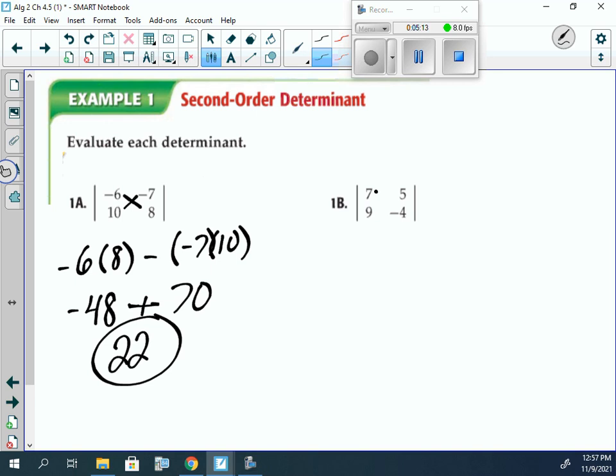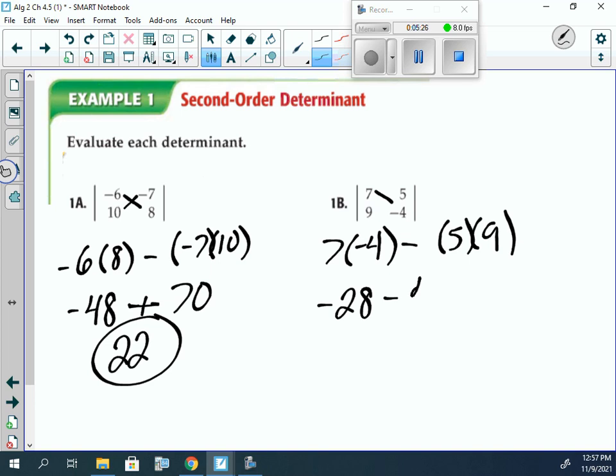Next one, so this one here would be 7 times negative 4 minus 5 times 9. Well, 7 times negative 4 is negative 28, minus 45, which would give us negative 73. Any questions on this here?